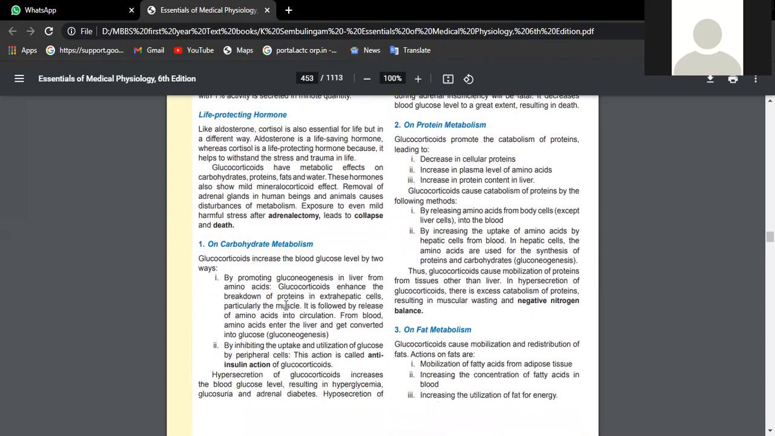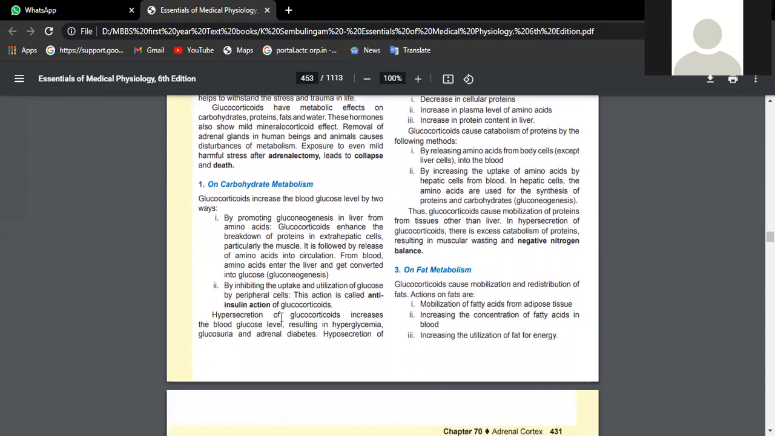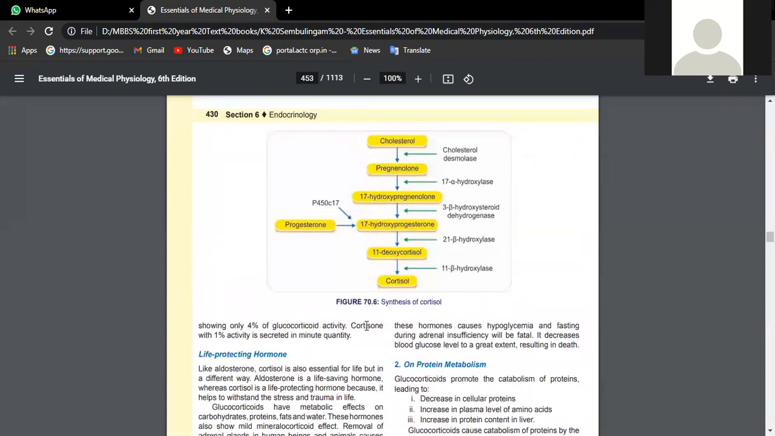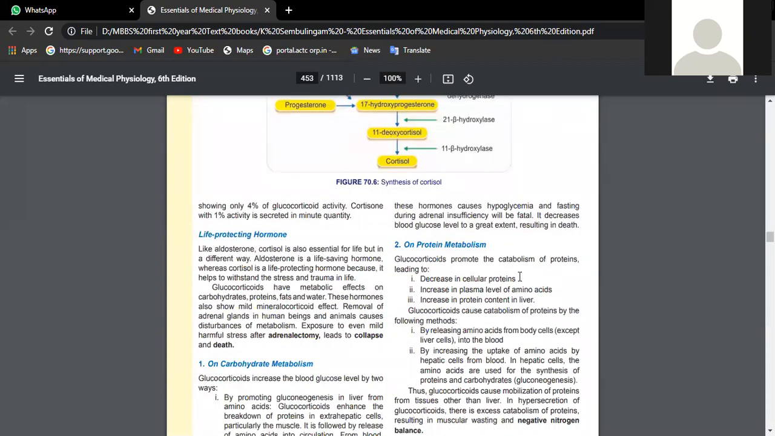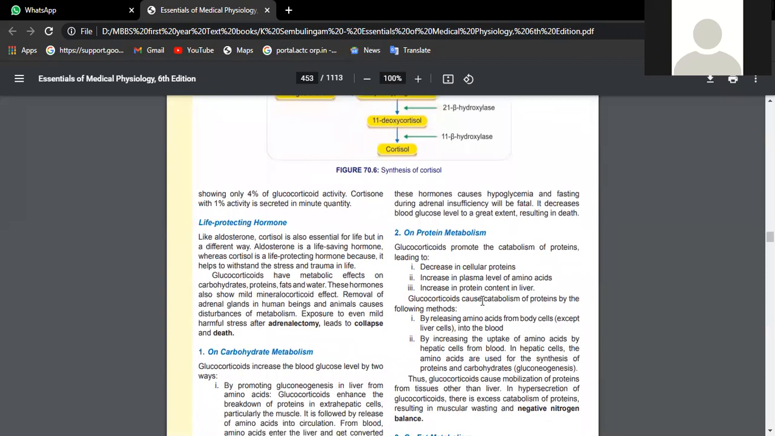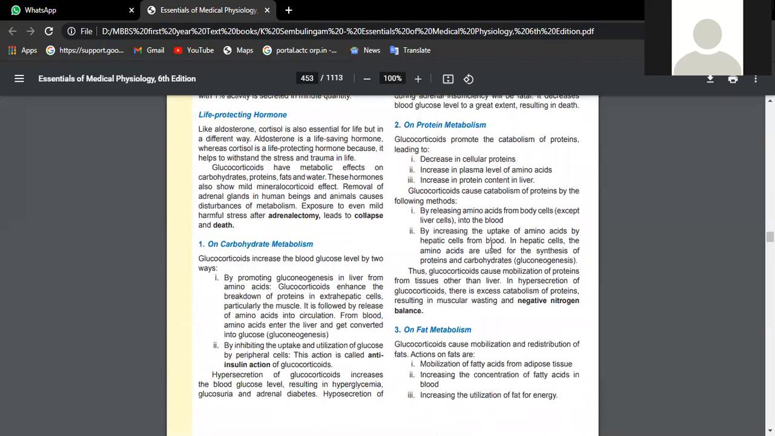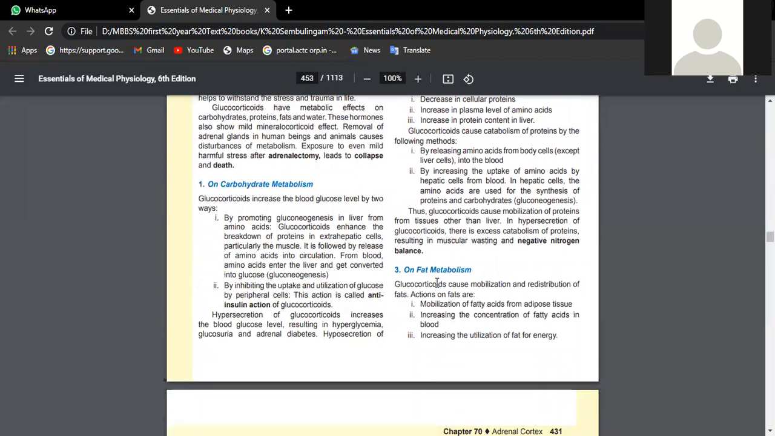How does it do this? See, the mechanism through which it increases blood glucose levels is by promoting gluconeogenesis. That means synthesis of glucose not only from carbohydrate but also from non-carbohydrate sources like lipids and amino acids. That means from fatty acids and proteins also we have the synthesis of glucose. Okay, the other mechanism, on protein metabolism: it causes breakdown of proteins. Why are proteins being broken down? So that they are converted to amino acids, and free amino acids can be pooled for gluconeogenesis, so that more and more glucose is available for the tissues to work.